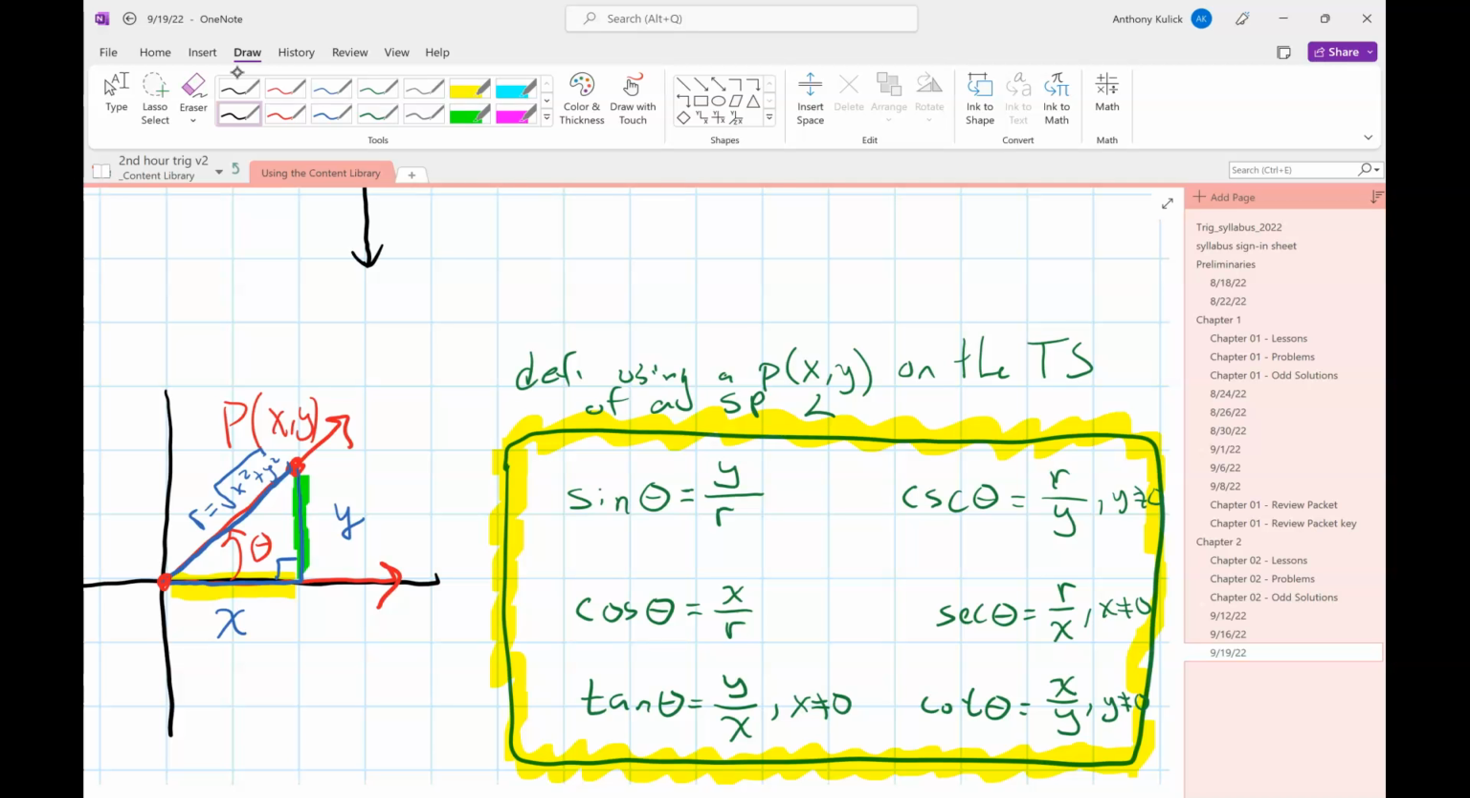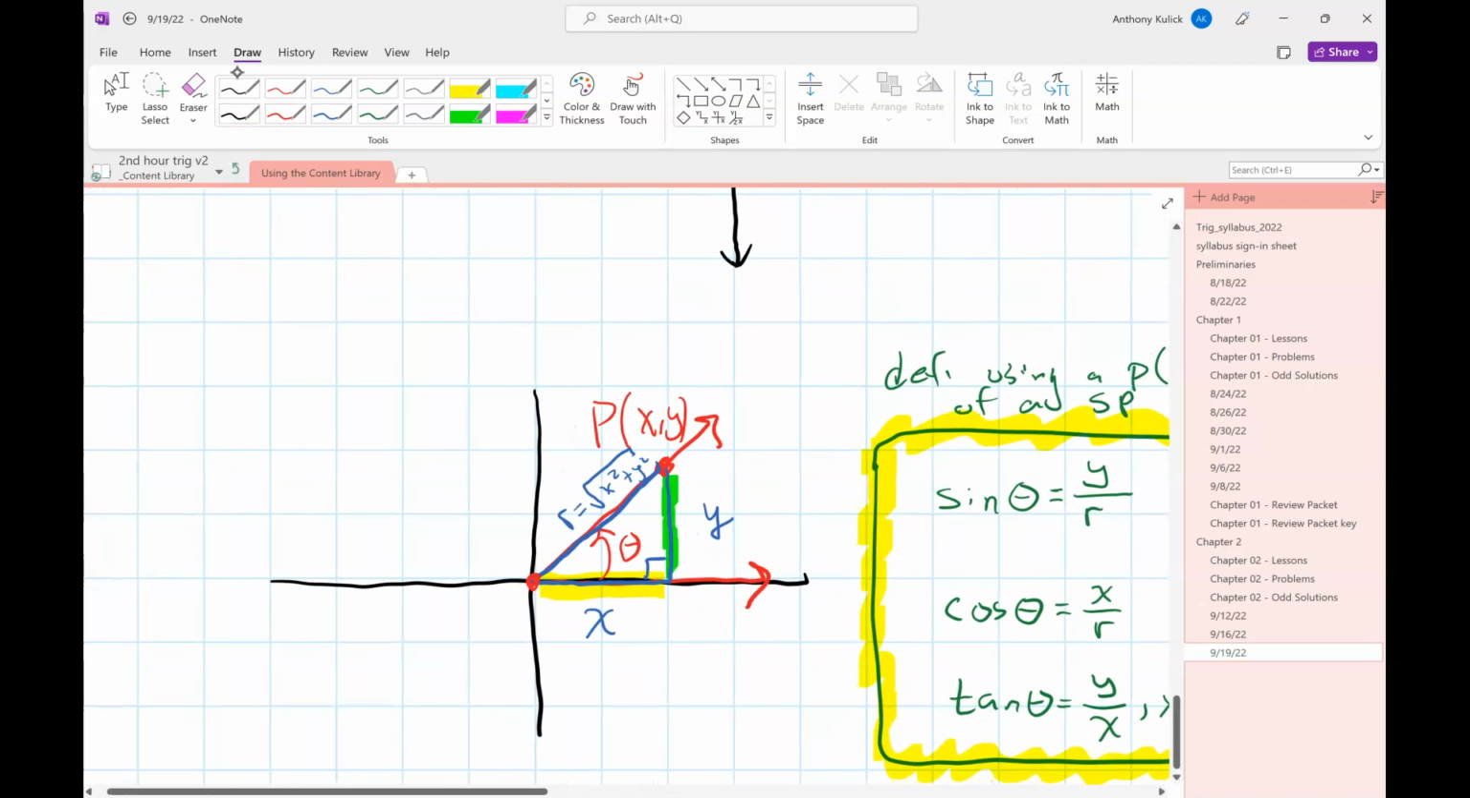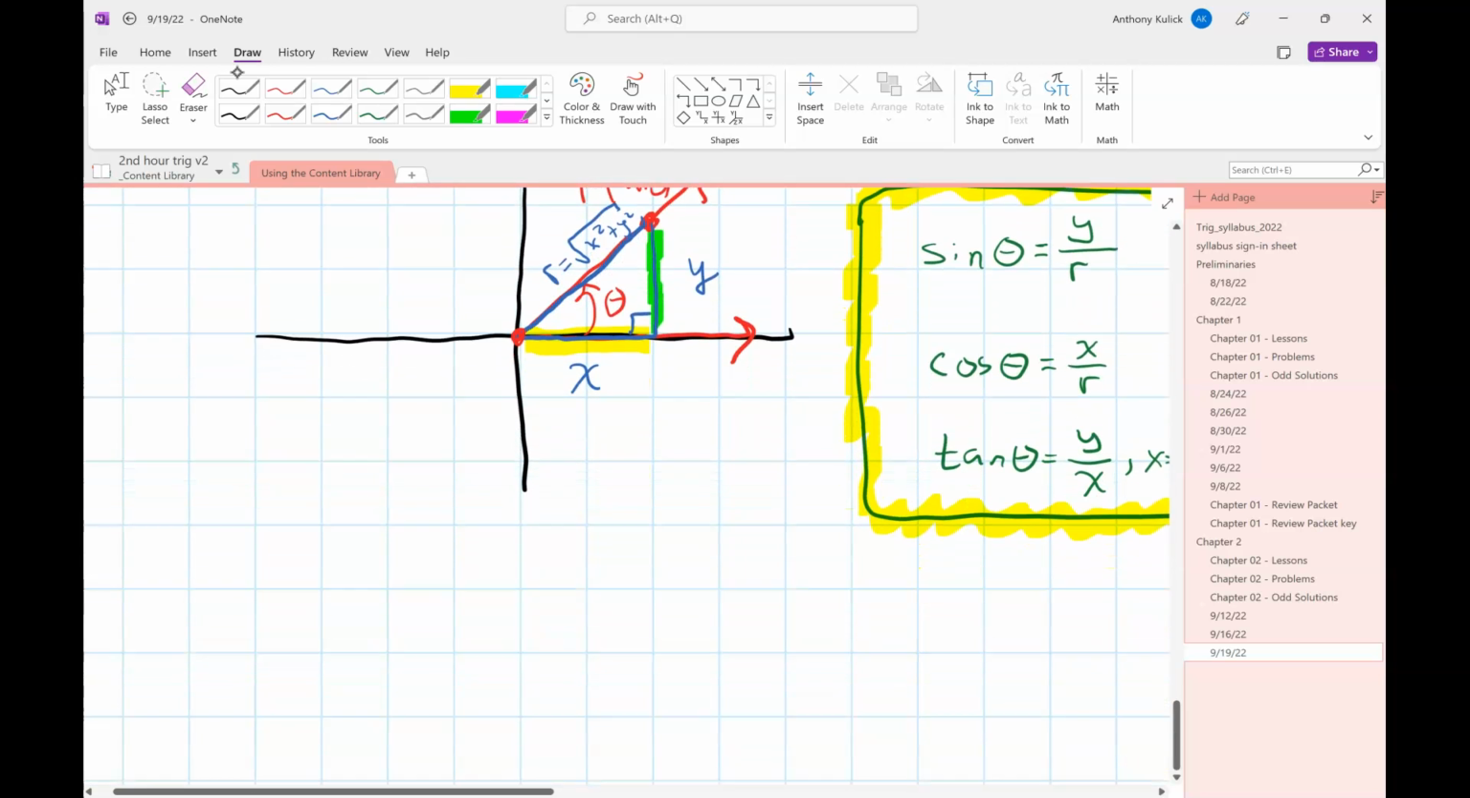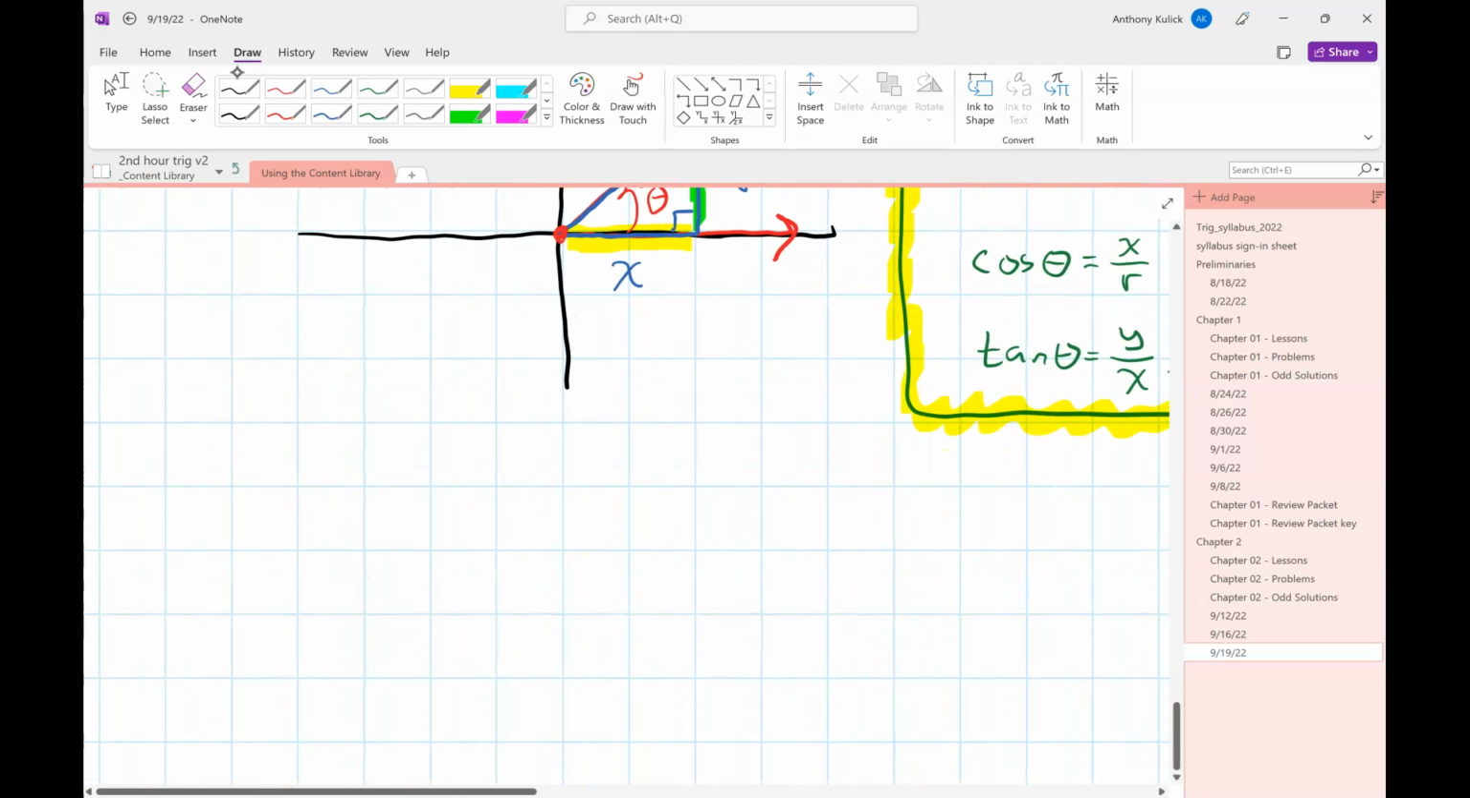Okay. Let's do a quick little example, and then we'll continue to develop this definition, because this is not going to be the final form.